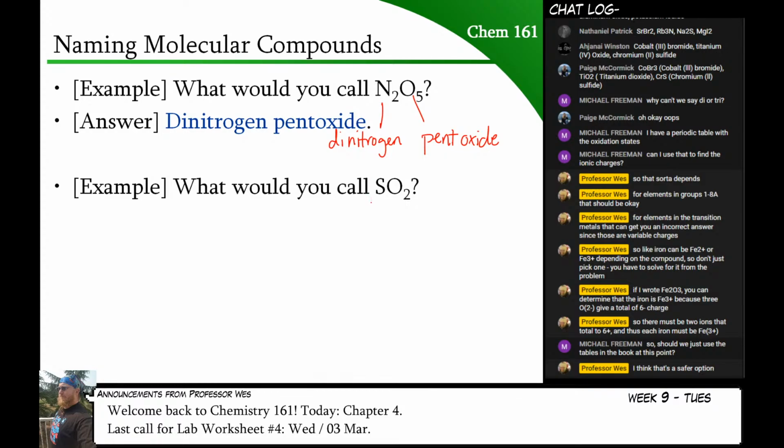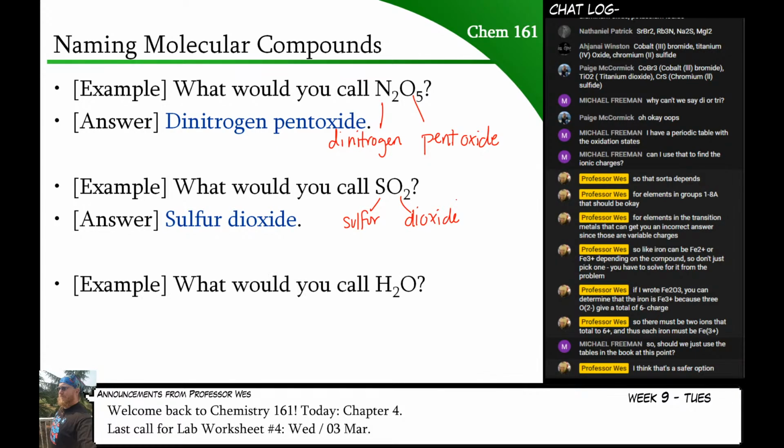So what would I call this? Well, there's one sulfur. And then there's 2 oxygens, which we'll name oxide, so we'll just go dioxide. There you go. Lastly, what is this? You might say, oh, it's water, but what's the actual chemical name for this? Well, this is the element listed first, and there's 2 of them. This is the element listed second, and there's only 1.